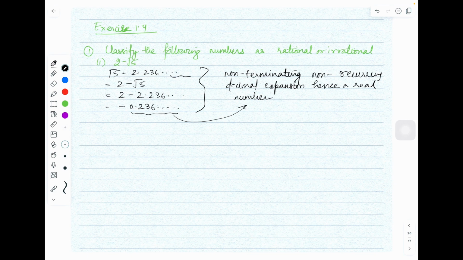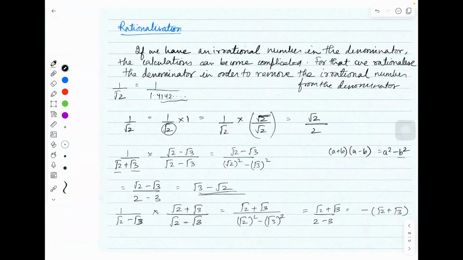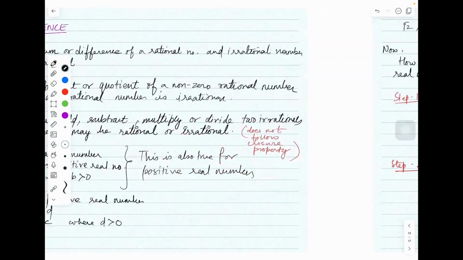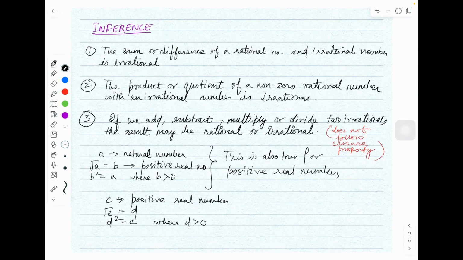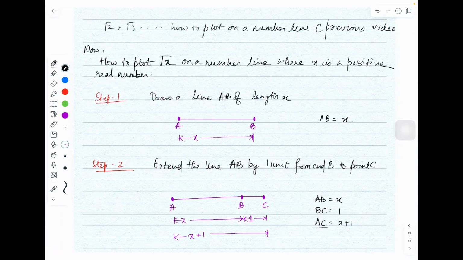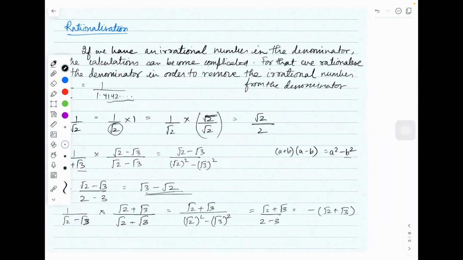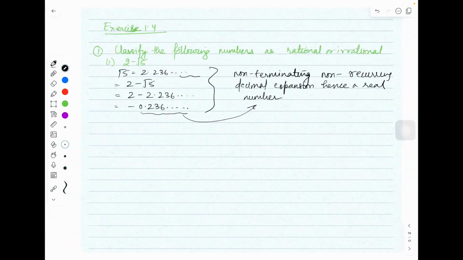Okay. So one thing you can do is, you know the property. I have already written here, see. Inference: the sum or difference of a rational and irrational number is irrational. The product or quotient of a non-zero rational number and an irrational number is irrational. I have already written about it. So you can write the same thing.